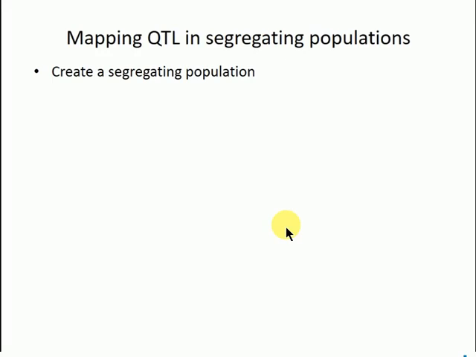The first step is to create a segregating population. What does the segregating population look like? This is a diagram here. For example, you have two lines, that could be two different genotypes of crops or animals, P1 and P2. Their chromosomes have different colors, one is red, one is blue. That means they differ to some extent. And then they cross them.